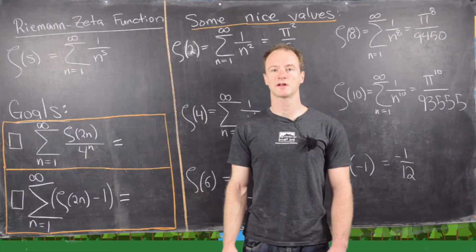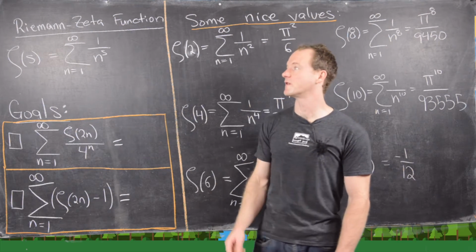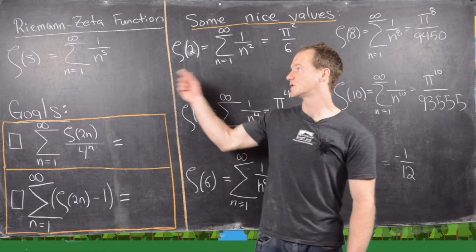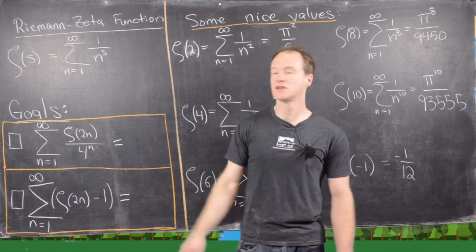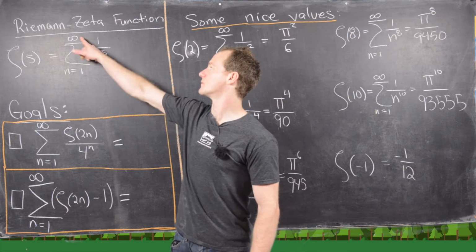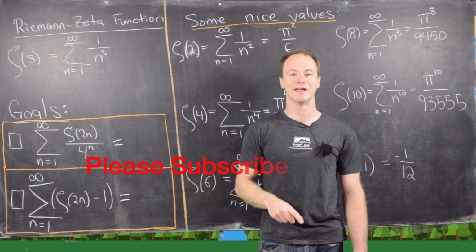Okay, in this video we're going to look at some interesting properties of the very, very famous Riemann-Zeta function. So let's recall how it's defined. It's given by zeta of s, which is the sum as n goes from 1 to infinity of 1 over n to the s power.